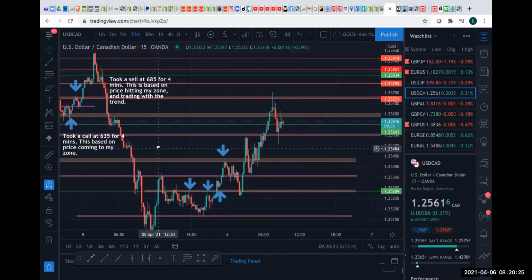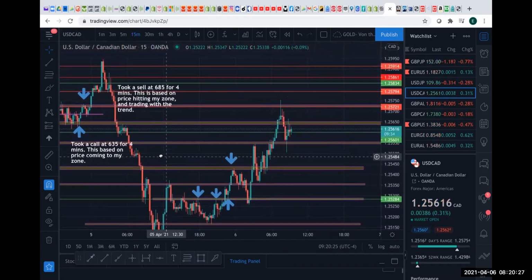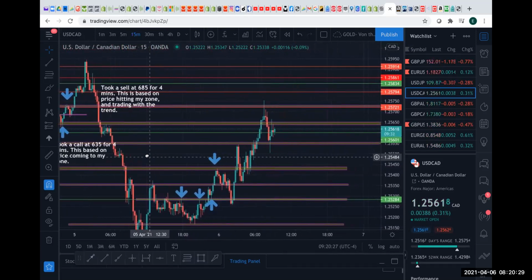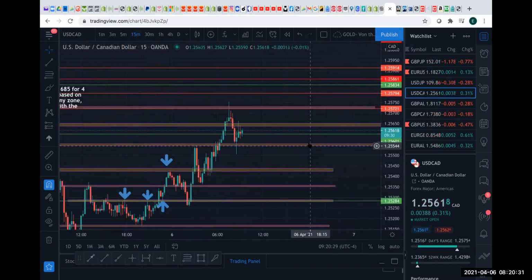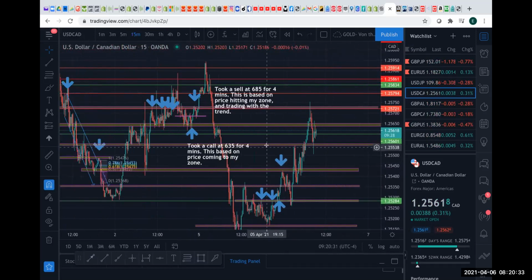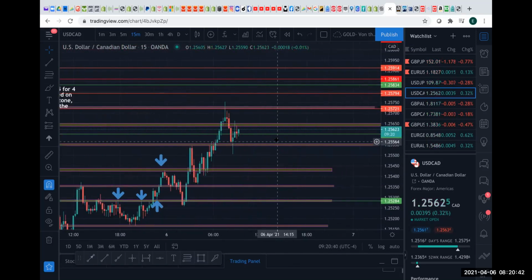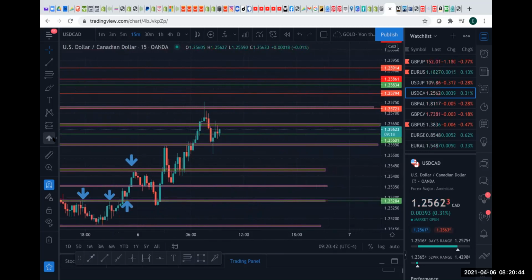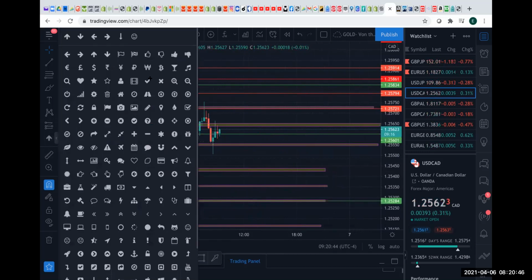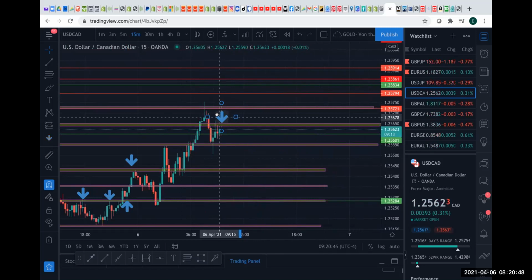Okay, so on this pair here, even though it's not setting up with the fib, just trading off my zones, I will be waiting for this to come to a certain point. It was in a downturn overall. That's why I got my channels there, and you see I took a lot of sells on this pair. So for me, if it came to this zone, I would take a sell right now. Even right here, if it comes up to 635 or higher, I would take a sell.